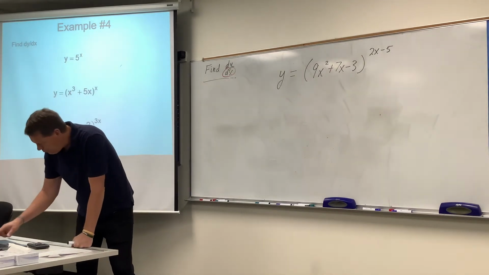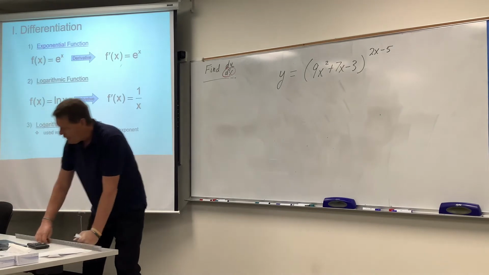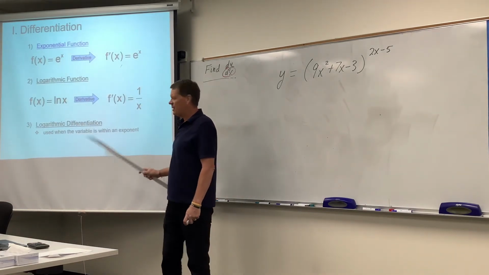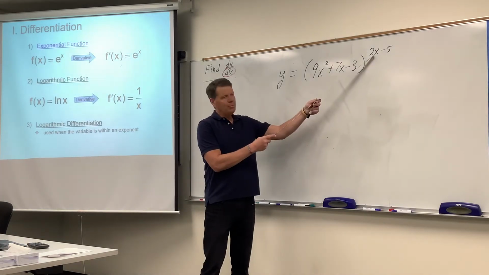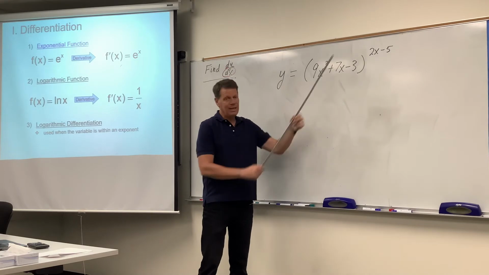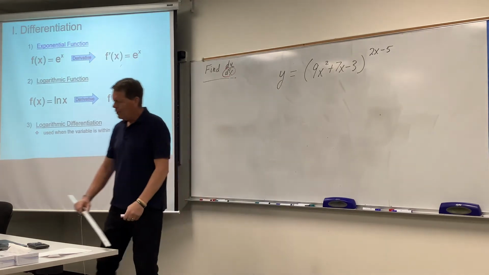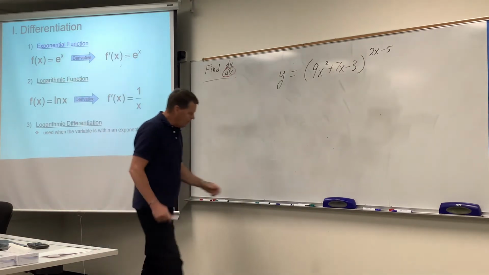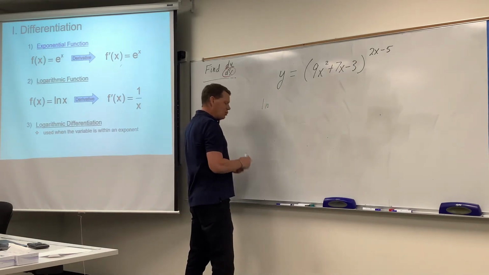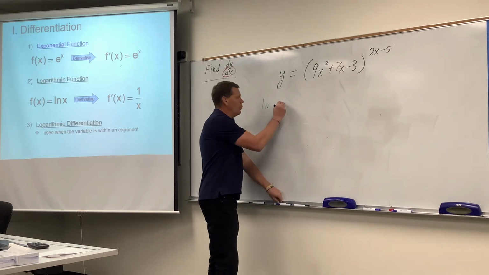Now the thing that would hopefully trigger in your head that you're going to do logarithmic differentiation is that the variable x is part of our exponent up here. It's up in the air. We've got x's on the ground and up in the air. So this would be the point where you would do logarithmic differentiation, and therefore we apply a natural log to both sides of that original equation.